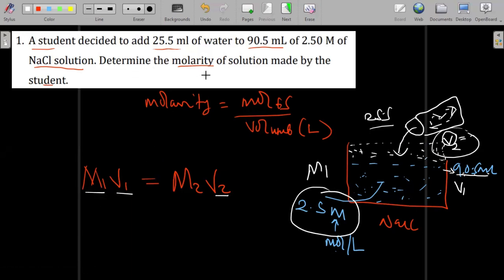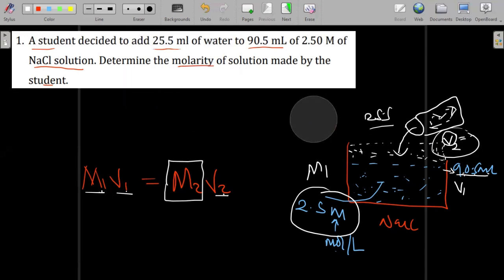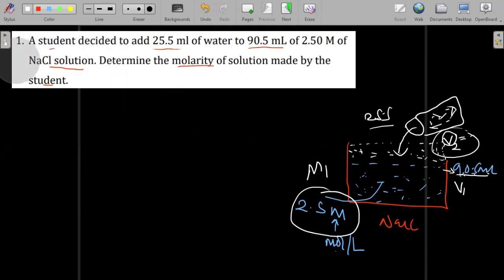So they're saying now determine the molarity of the solution made. When these two combine, we are looking for the M2 there. All right, since we have the M1, V1, and the V2, we can simply calculate the M2. So this is what we are going to do.